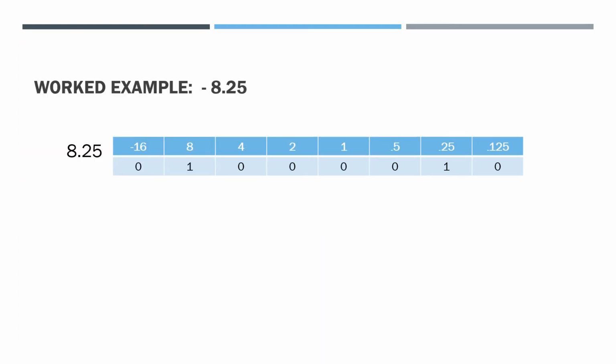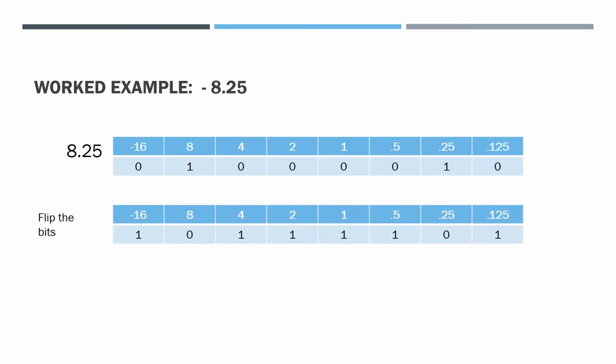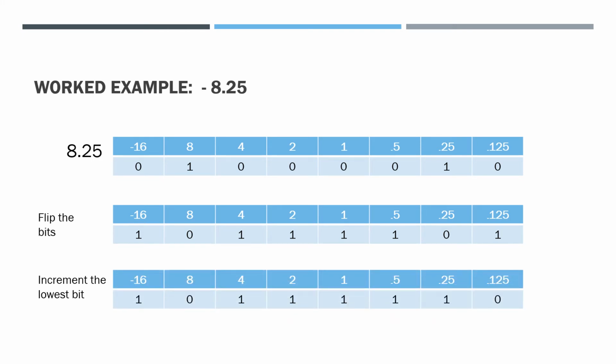So here's another worked example, minus 8.25. Here's 8.25. Flip the bits and increment the smallest bit, the least significant bit. And there's our answer.